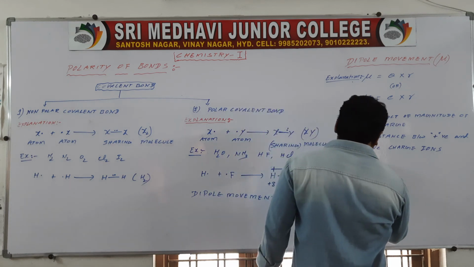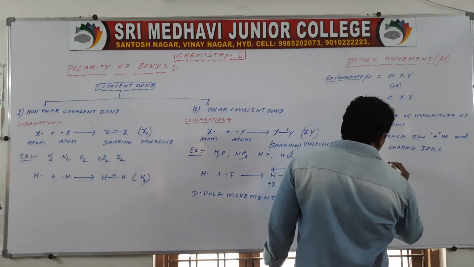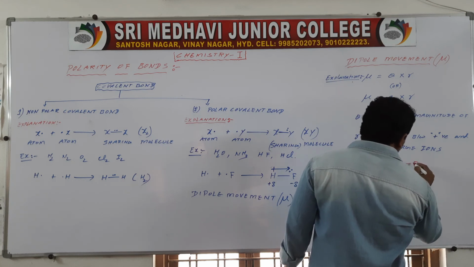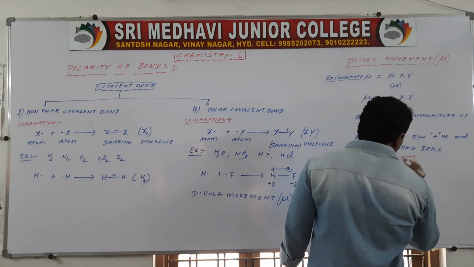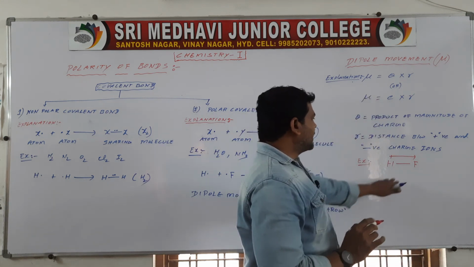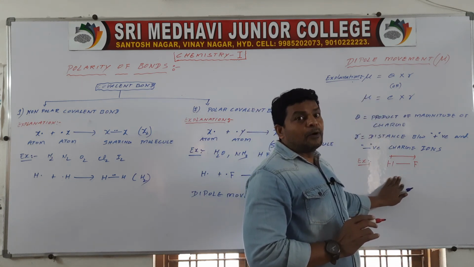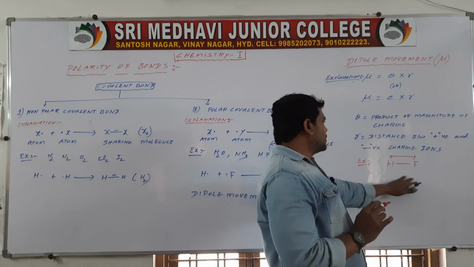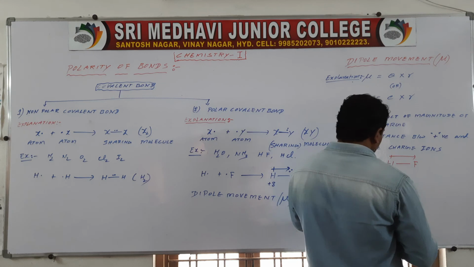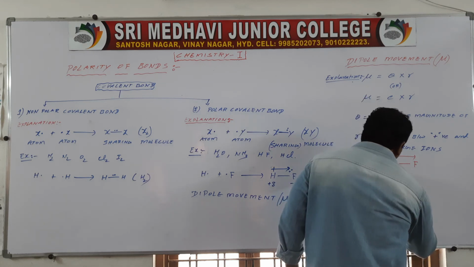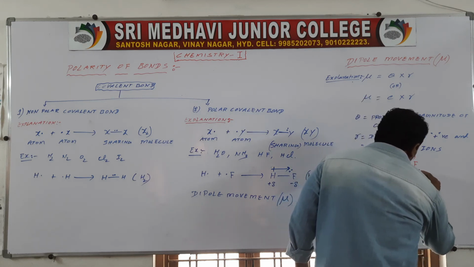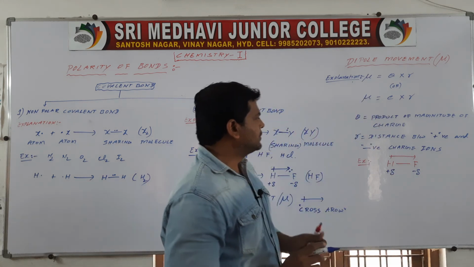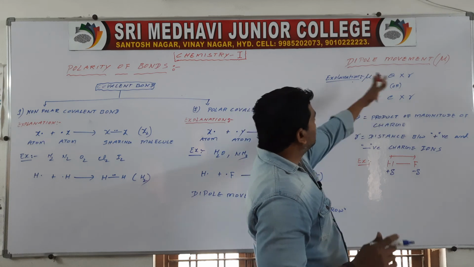For example, H single bond F. Now the dipole moment is indicated like this. So it is a polar molecule. Now the dipole moment is pulling towards fluorine. So it is a positive pole and it is a negative pole. So it is nothing but a dipole, two poles. So it is a dipole moment.